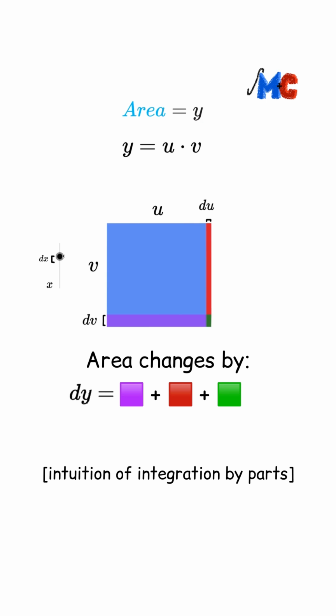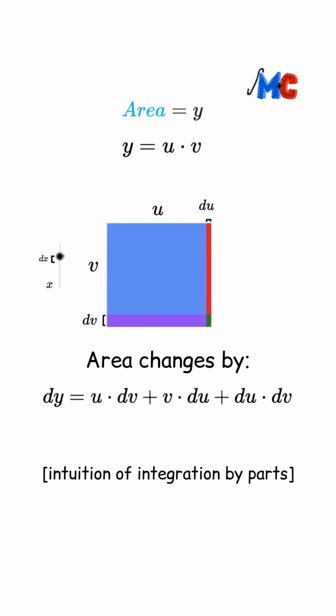Each of these areas can be calculated by doing their base times their height, resulting in u times dv plus v times du plus du times dv. Because everything here is drawn way bigger than it should be for demonstration purposes, we need to remember that these rectangles all exist as baby slices with infinitely small widths. And as such, our little green rectangle has both an infinitely small base and height. So the area of our little green rectangle is so unbelievably small that it is actually negligible to our calculation. This means that dy is actually equal to just u times dv plus v times du.